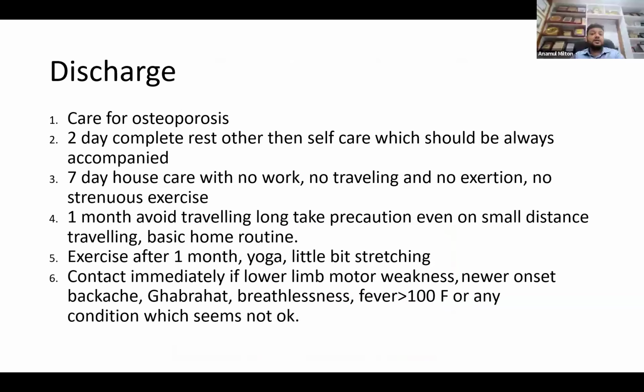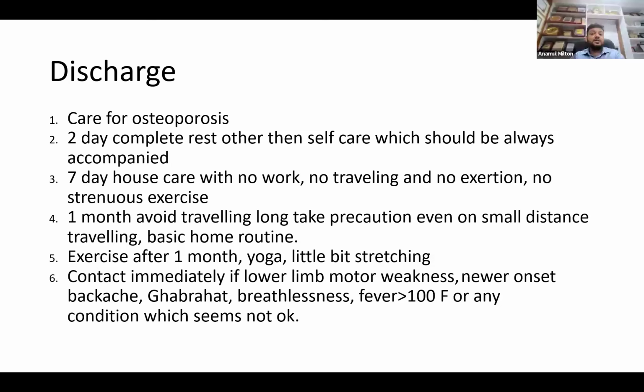And 2 days complete rest is very important, and for 7 days only house care, no work, no travel, no exertion, and no exercise. Till 1 month, the patient should avoid journeys. A very short distance the patient can do, and a basic routine the patient can do. After 1 month, the patient can start with a little bit of stress exercise, yoga, and other things. But never ever heavy exercise. After 2 months, the patient can go for normal life.